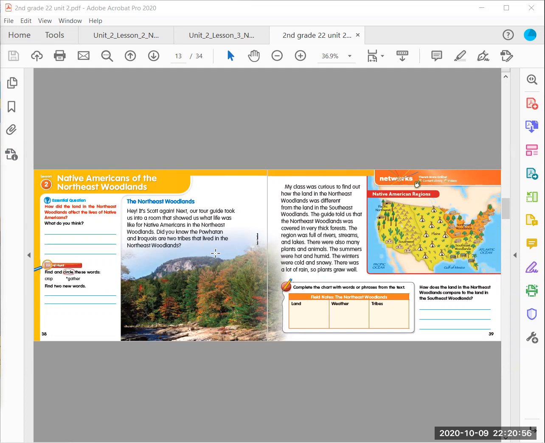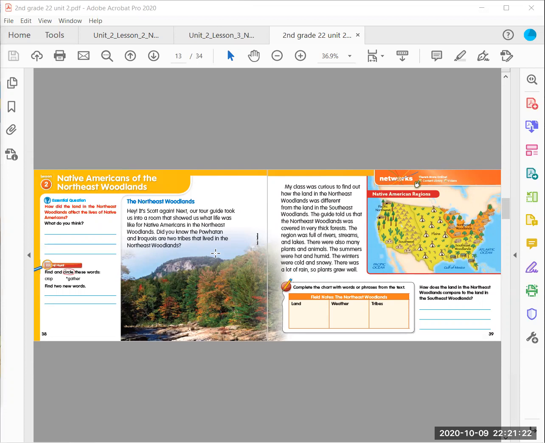My class was curious to find out how the land in the Northeast Woodlands was different from the land in the Southeast Woodlands. The guide told us that the Northeast Woodlands was covered in very thick forests. The region was full of rivers, streams, and lakes. There were also many plants and animals.